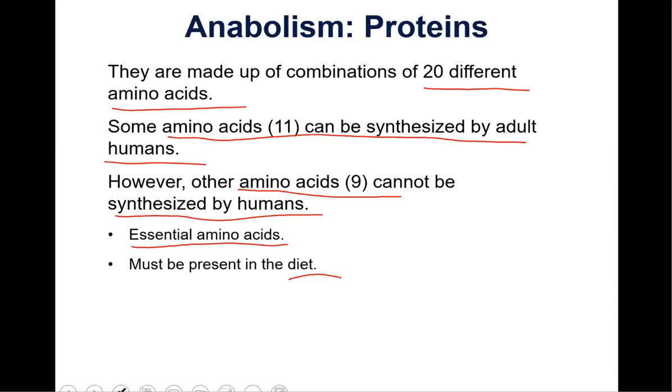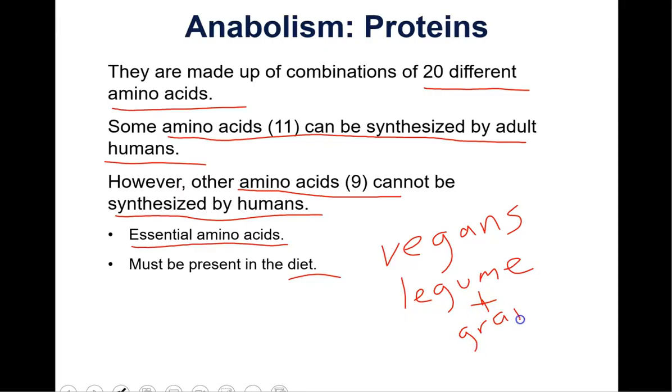But there are people who have special diets like vegans. Vegans are going to have to be real careful to get a combination of a grain and a legume. A grain like rice and a legume like beans. And the word legume is this, legume. So a legume plus a grain would give a vegan all 9 essential amino acids. So that is the reason that vegans tend to eat rice and beans a lot.